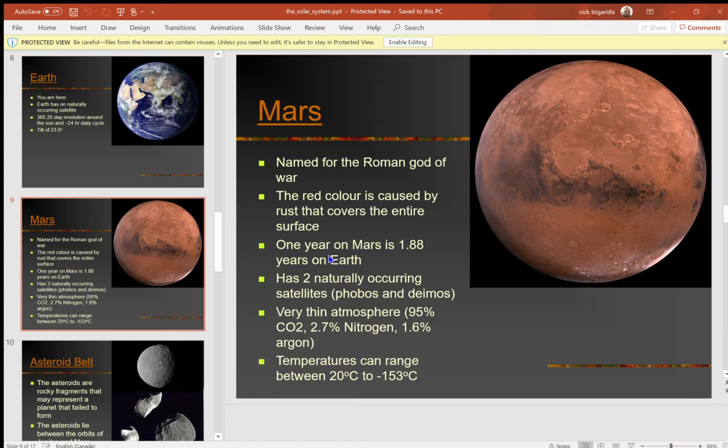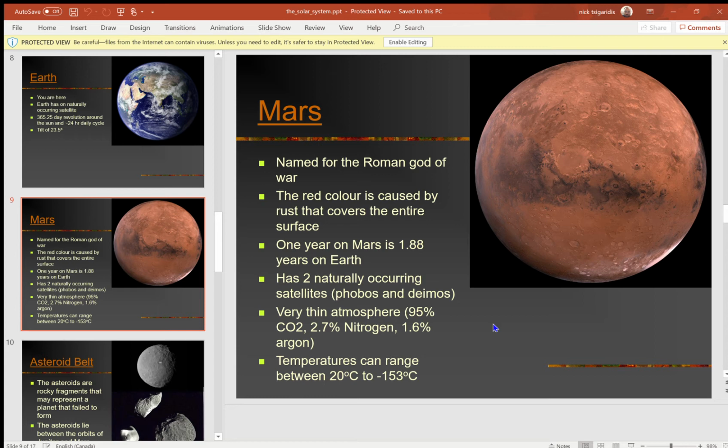Fourth planet in line from the sun is Mars. It is named after the god of war. It is a red color, and it actually appears red in the sky when you are looking at it. One year on Mars is 1.88 Earth years, so almost 2 years to go around the sun once. It has two naturally occurring satellites.